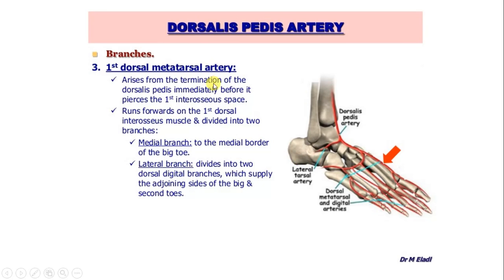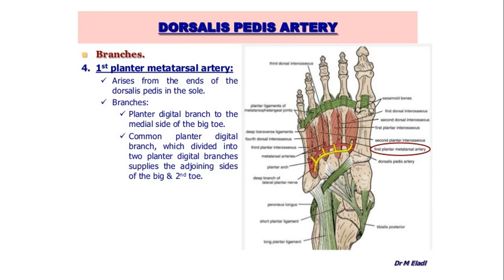The first dorsal metatarsal artery arises from the termination of the dorsalis pedis, immediately before it pierces the first interosseous space, and it runs forward on the first dorsal interosseous muscle and divides into medial and lateral branches, which supply the adjacent sides of the toes. The first plantar metatarsal artery arises from the end of the branches; common plantar digital and plantar digital arteries are formed and supplied.